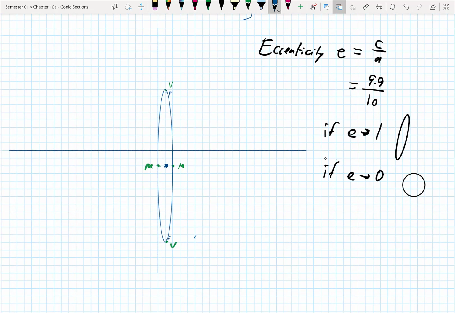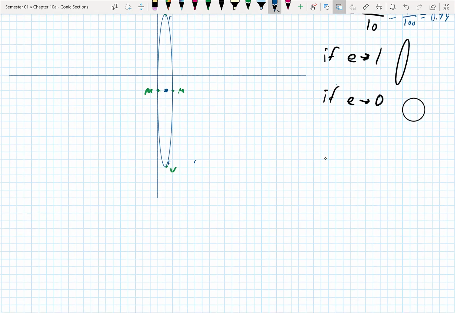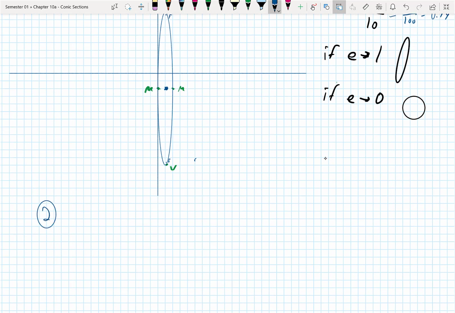You may be asked to calculate the value of the eccentricity. In this case, this would be 99/100ths, or about 0.99. So keep in mind that the eccentricity is a number that determines how thin the ellipse is. Okay, let's do number 2.